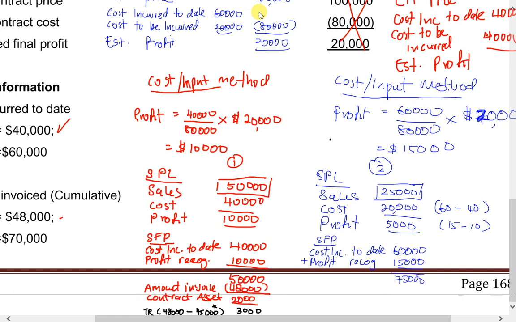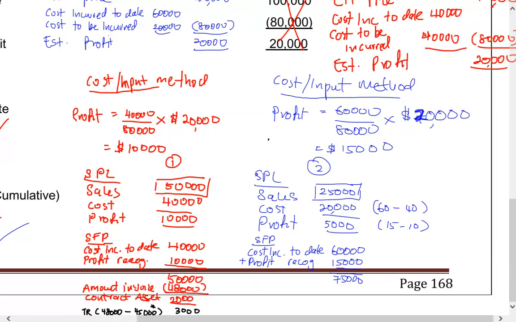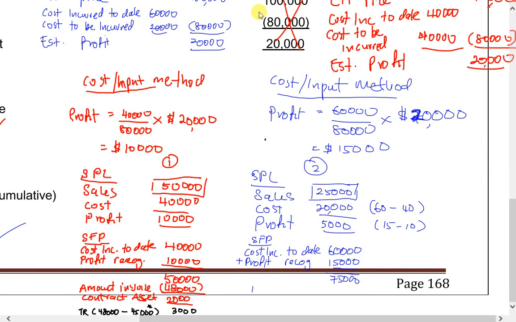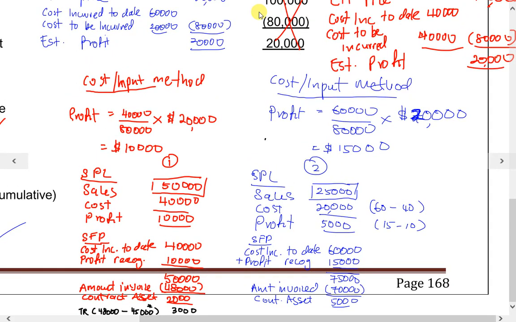Then what's the amount bill? Here. The cumulative amount bill is 70. Or something we call it the progress billing. Progress billing bill amount invoice 70. So I still got about 5,000 yet to invoice. Yeah, this is a contract asset. Means I can still bill them 5,000.